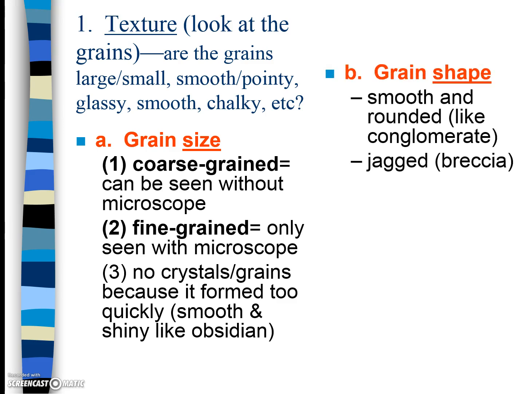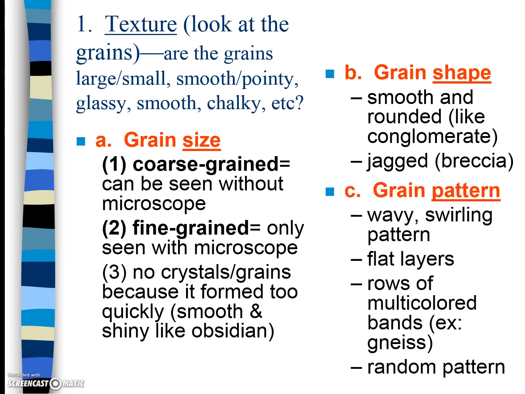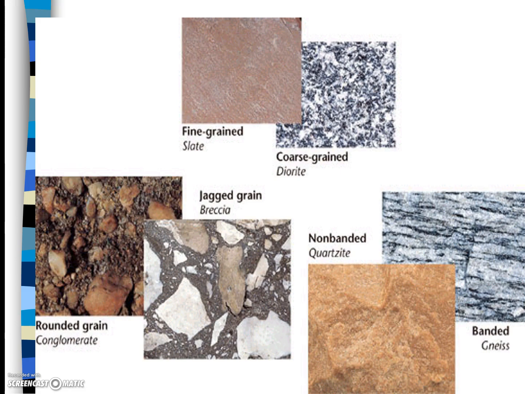You can also look at the grain shape. Are they smooth and rounded like conglomerate, which we looked at a little bit earlier, or are they jagged like breccia? You can also look at the grain pattern. Is it making a wavy, swirling pattern? Does it have layers, or is it multicolored like gneiss, or does it have just a random pattern?